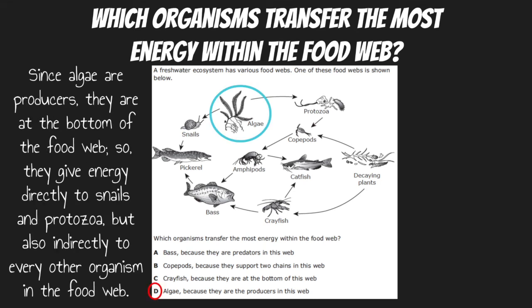So since algae are producers, they are at the bottom of the food web. So they give energy directly to the snails and the protozoa, but they also are giving it indirectly to every other organism in the food web. So they are transferring the most energy.